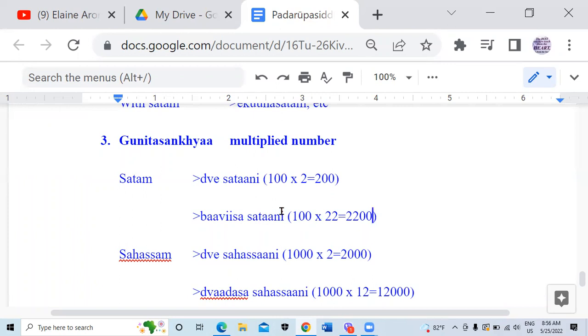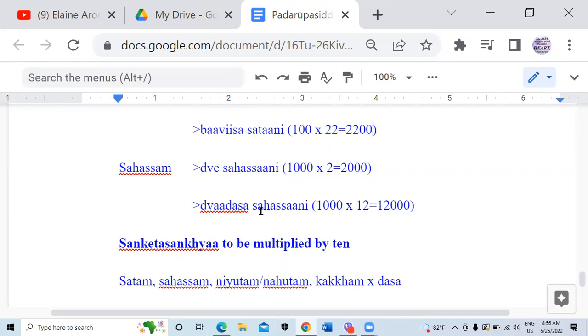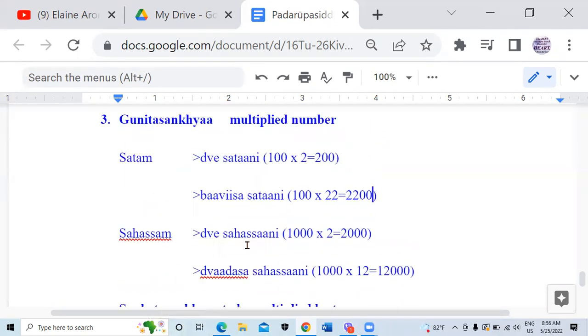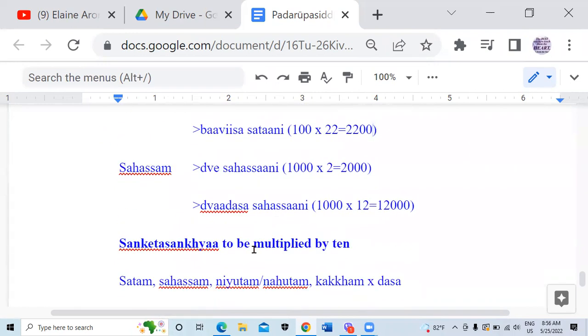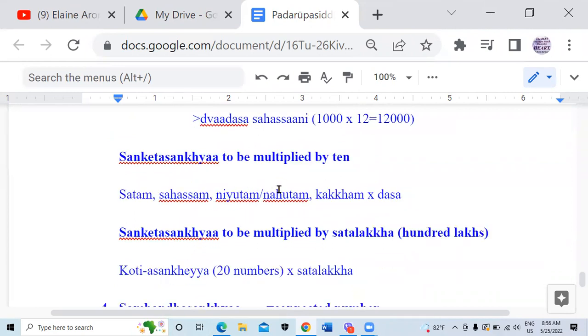So here, this was Satan. Satan can be multiplied with a small number. Satan, dvesasani. You remember this, like vagabeda. So Satan is multiplying by 2,000, and then dvadasa satani. So these are Gunita Sankhya. Sankhita Sankhya is to be multiplied by 10, up to Satan, Sasan, Niyutan, and Nahutan. Niyutan and Nahutan are the same.